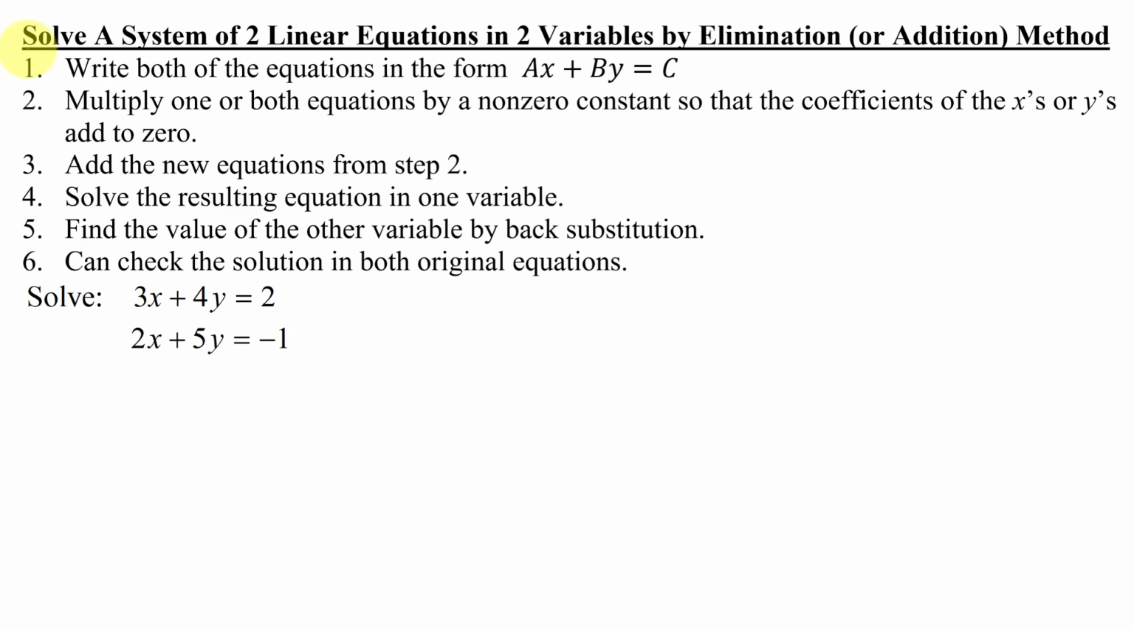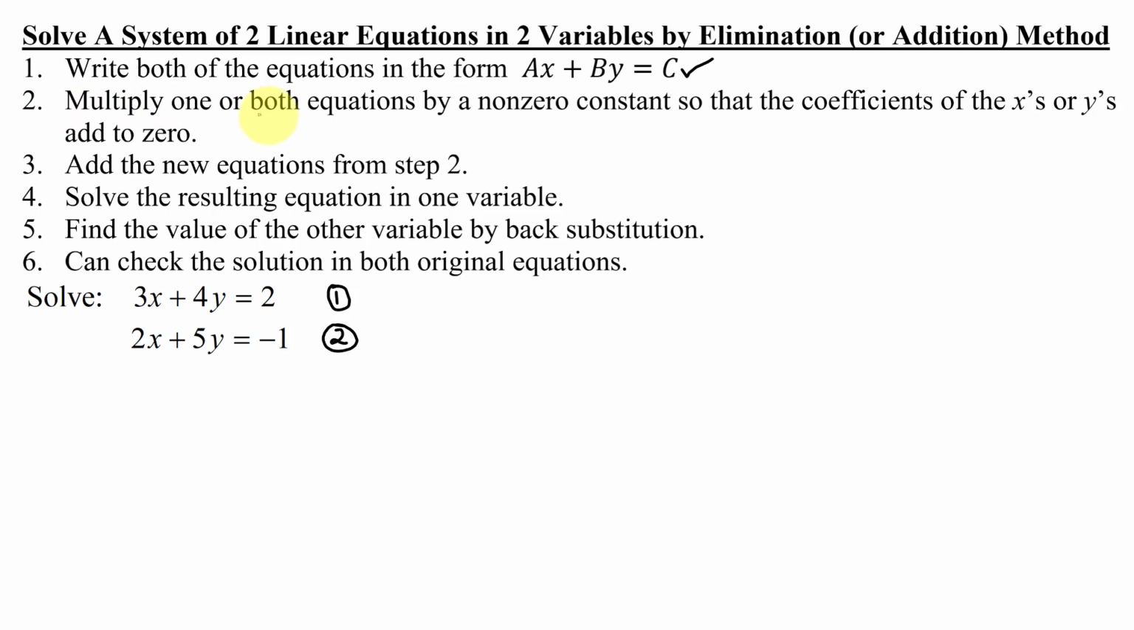And here are the steps for solving a system of two linear equations in two variables by the elimination or the addition method. Step 1 says write both of the equations in the form Ax plus By equals C. Well, looking at my equations, both of them are already in the form of Ax plus By equals C. So step 1 was already done for me. Before I go on any further, I'm going to label my equations. Here's equation 1, and here is equation 2.